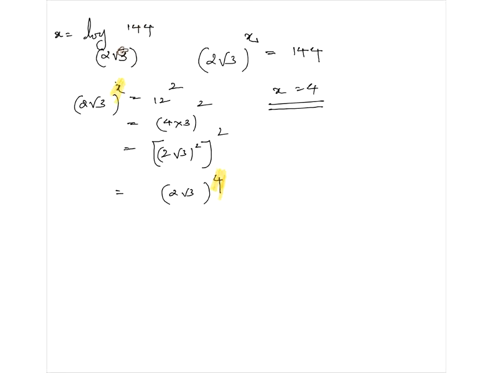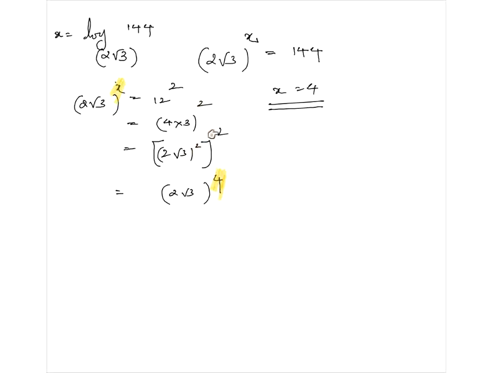So let the answer be x. If x is the answer, then it would mean 2 root 3 to the power x is 144. 144 is 12 square. 12 is 4 into 3. 3 is root 3 square, 4 is 2 square. So 4 into 3 is 2 root 3 square.